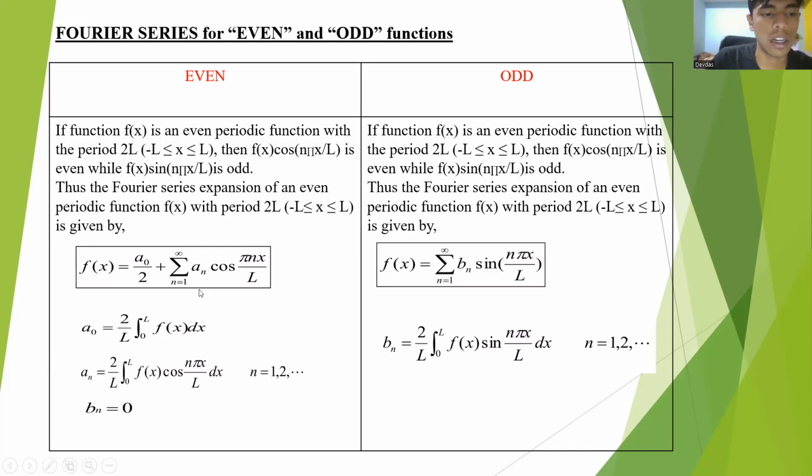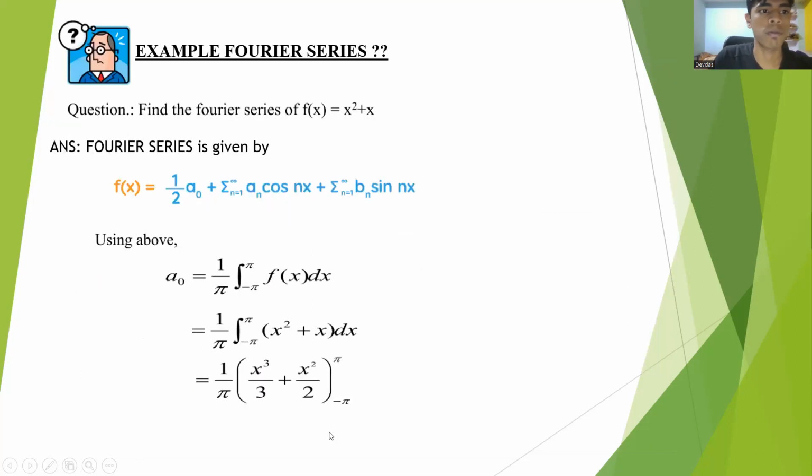This is the Fourier expansion for even function. You can see that the sine term has been eliminated over here. And for the odd function, the cos and the a naught term have been eliminated. You can see that bn is equal to 0 for the even function, and over here a naught and an are equal to 0. That's the reason the terms have been cancelled out.